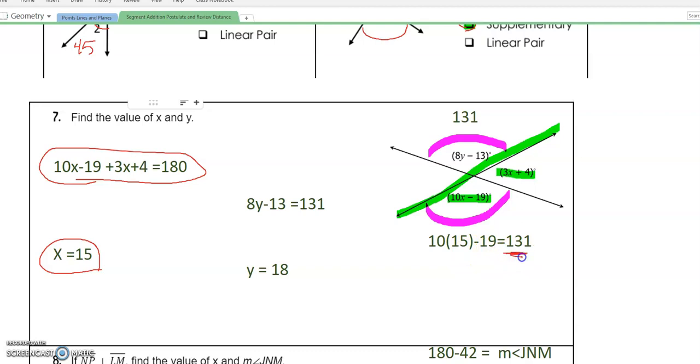It's important to understand that if we have this angle measure, then we have this angle measure because these two angles are vertical to each other. So that would mean that 8y minus 13 also equals 130. So I then wrote out that equation here and solved for y to get y is 18.